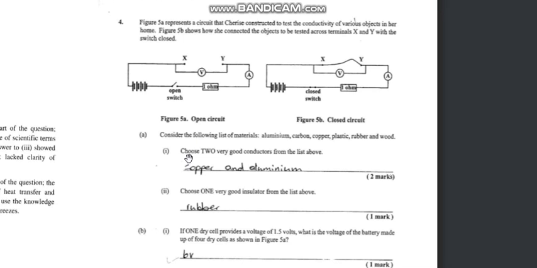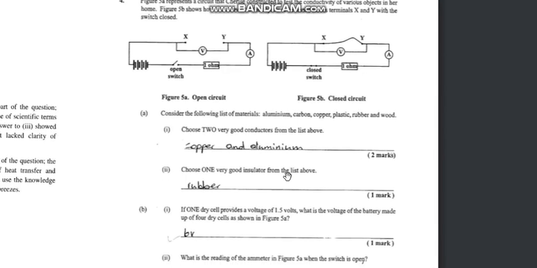Part one says choose two very good conductors. It's not asking for insulators, but conductors. So for conductors, we have copper and aluminum. It then says choose one very good insulator. Remember we were saying insulator, guys. You could choose either the rubber or the wood, because heat will not pass through those two things. And with electricity, the electricity will not pass through the rubber either. For the wood, the heat will not pass through. So those are insulators, right?